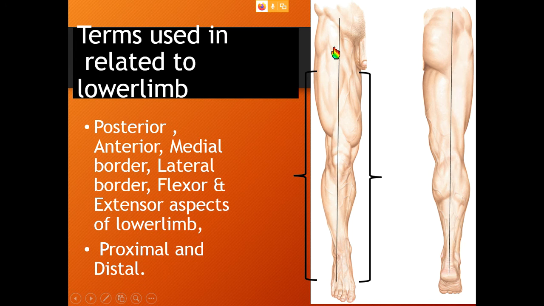So in this anterior compartment, these muscles are responsible for extension, called extensor muscles. The posterior compartment muscles are responsible for flexion. That's why the entire posterior compartment of the lower limb is called flexor muscles. Here is the posterior compartment and this is the anterior compartment. This is proximal, and this is distal.